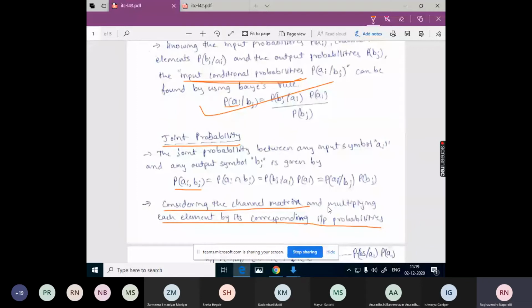Any doubts so far? Are you able to hear me? Is my voice clear? Is it breaking? No, sir. Is it clear? Yes, sir. So anyone, any doubts so far about this JPM, joint probability matrix? Any doubts?